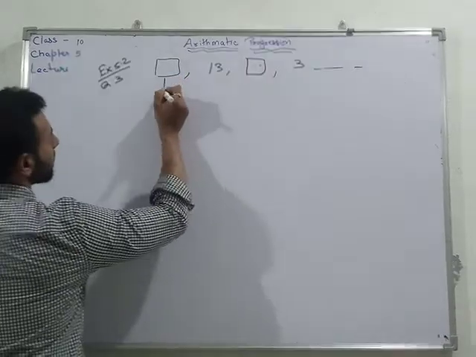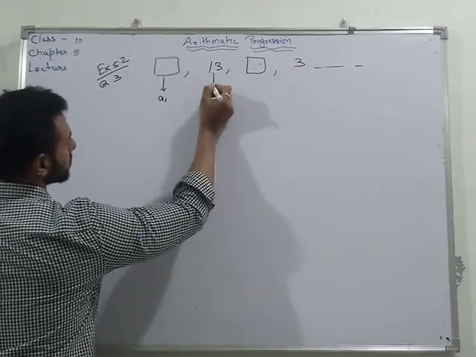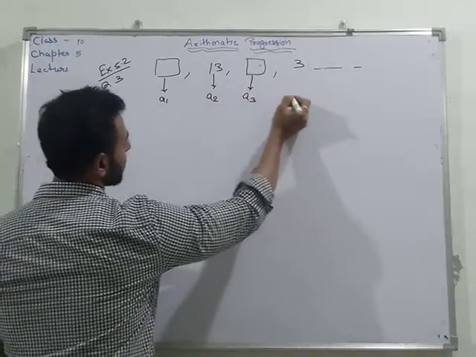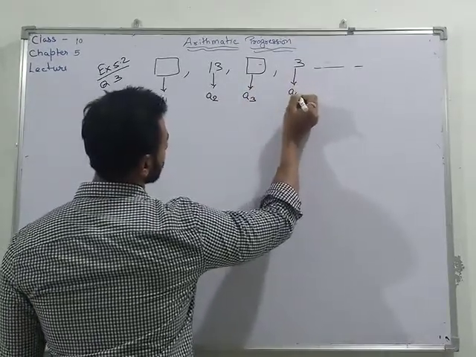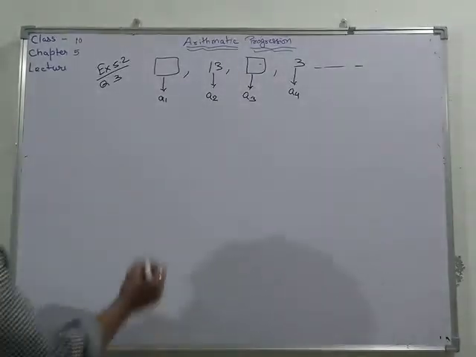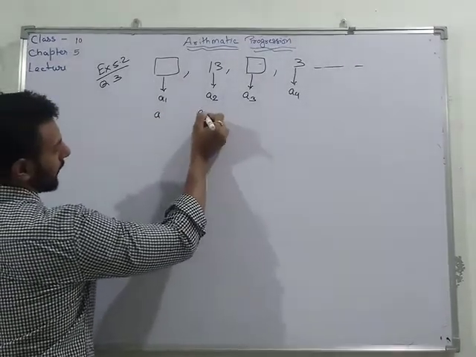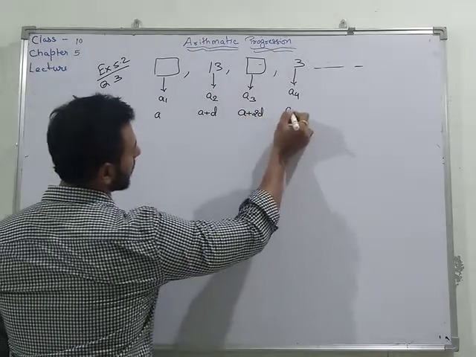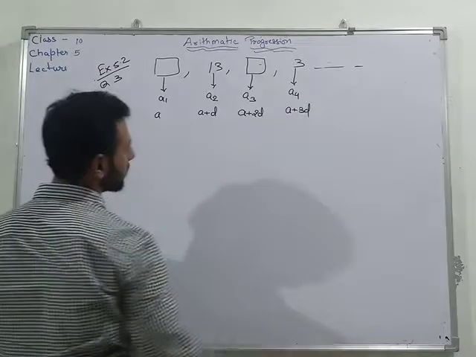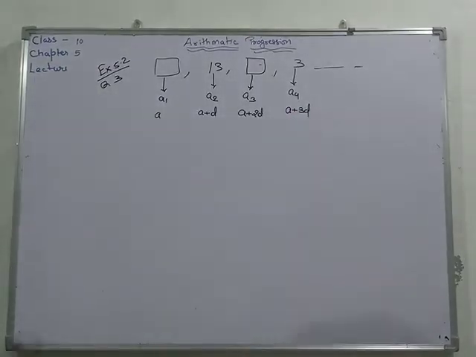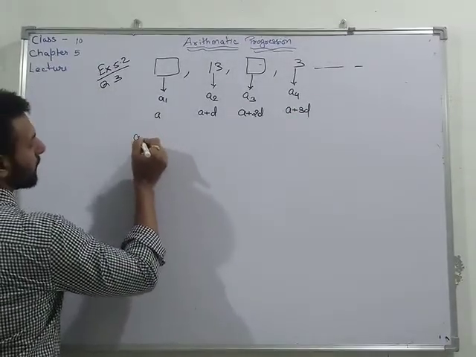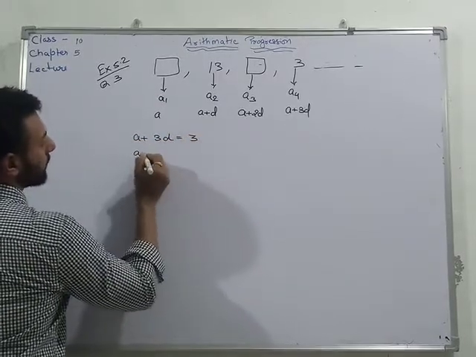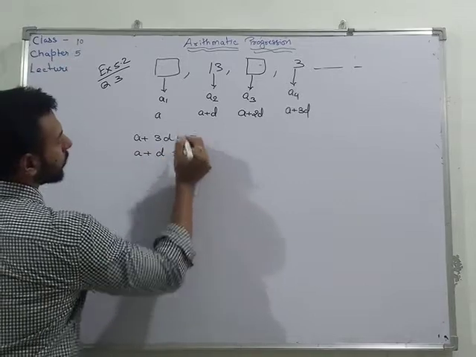This will be A1, A2, A3, A4. This is A plus D, A plus 2D, A plus 3D. Means we are given A plus 3D is equal to 3 and A plus D is equal to 13.